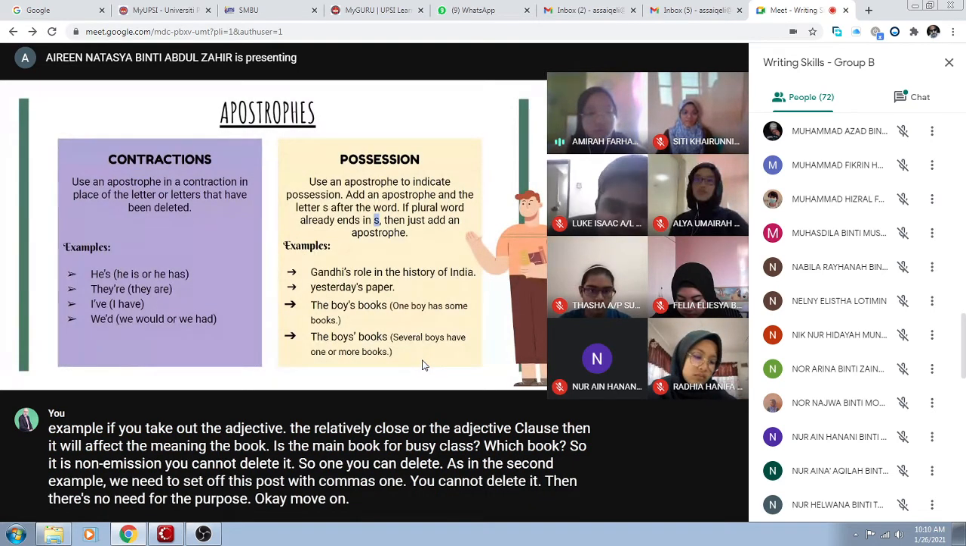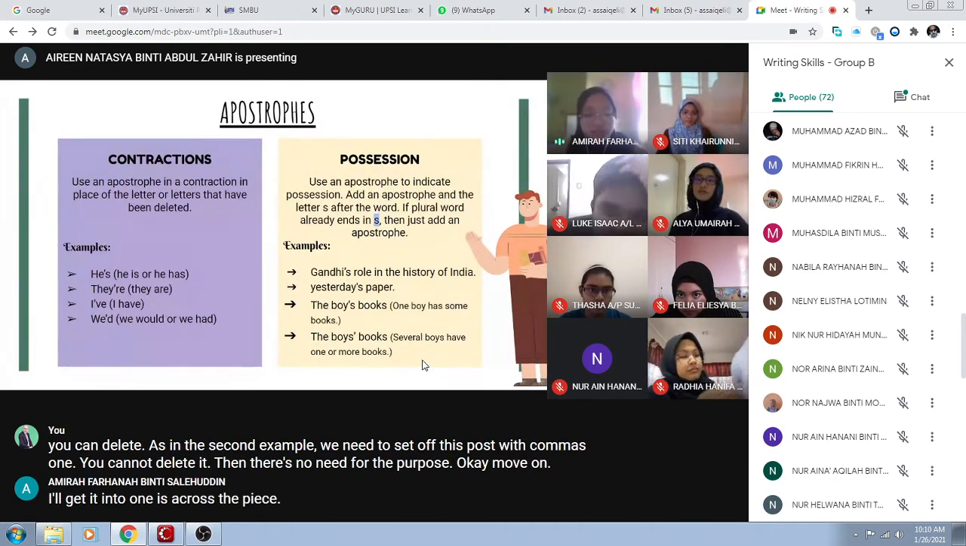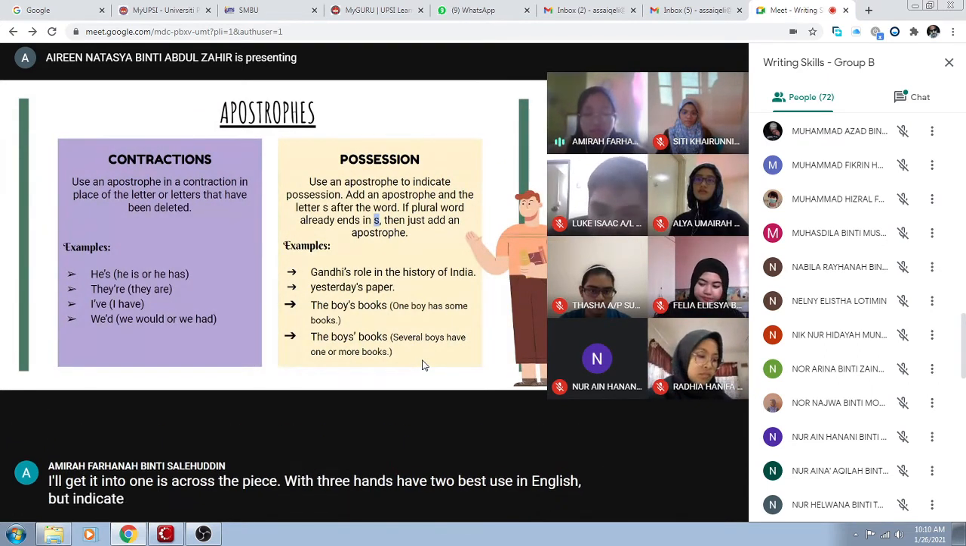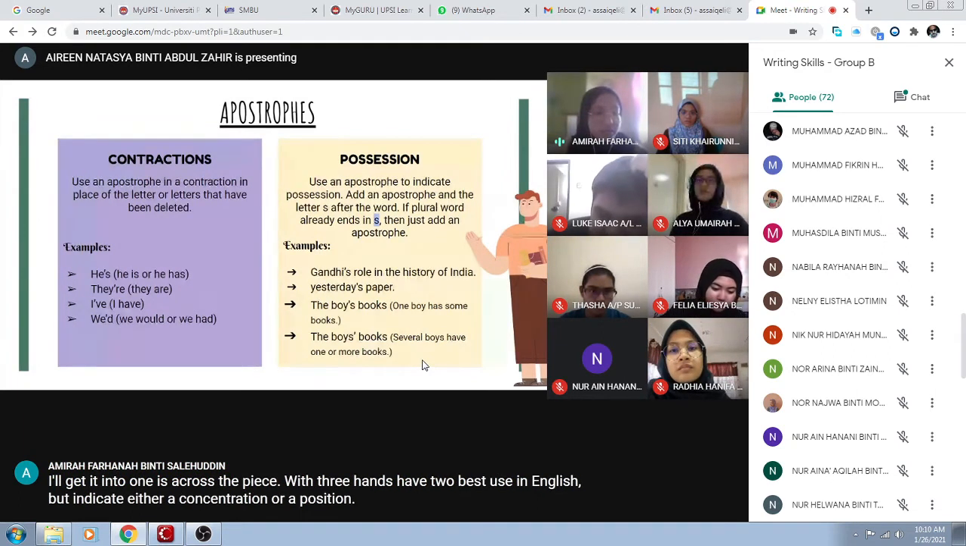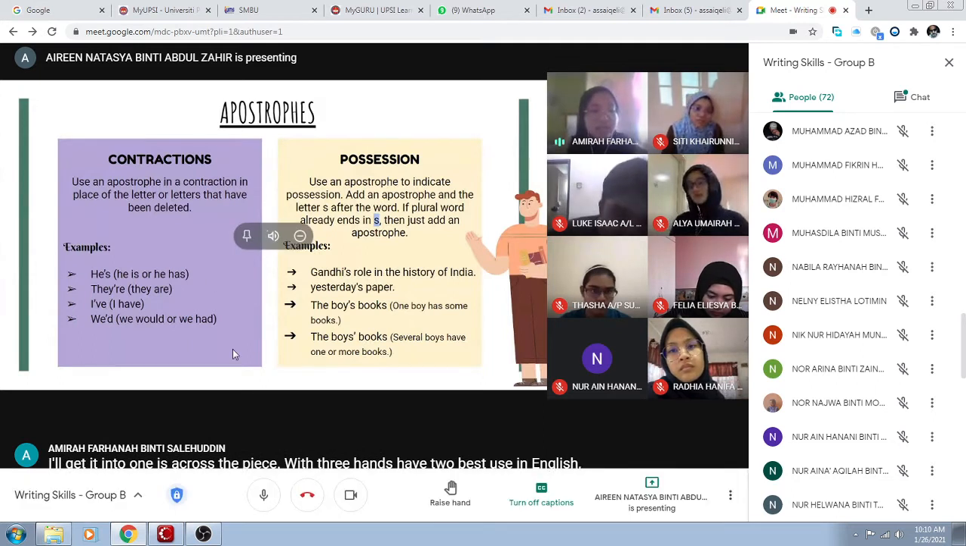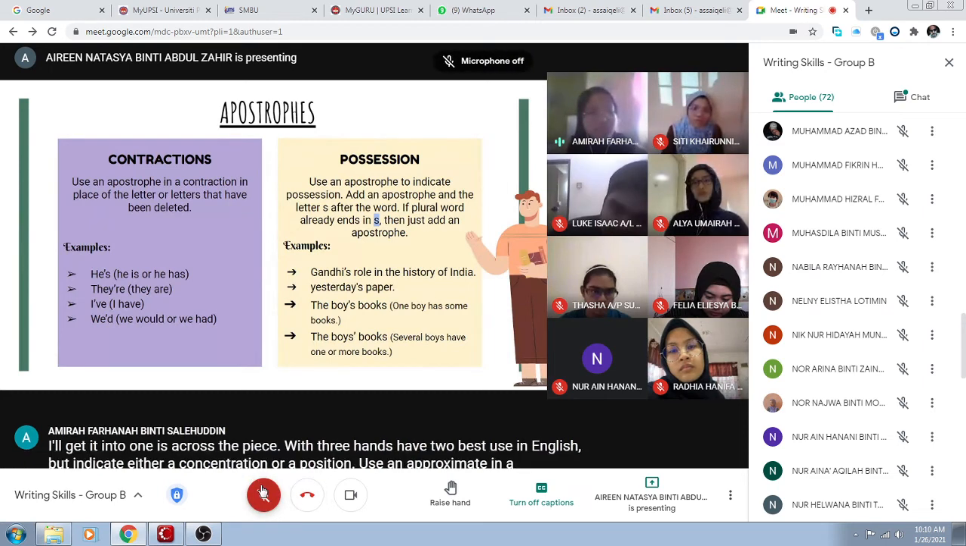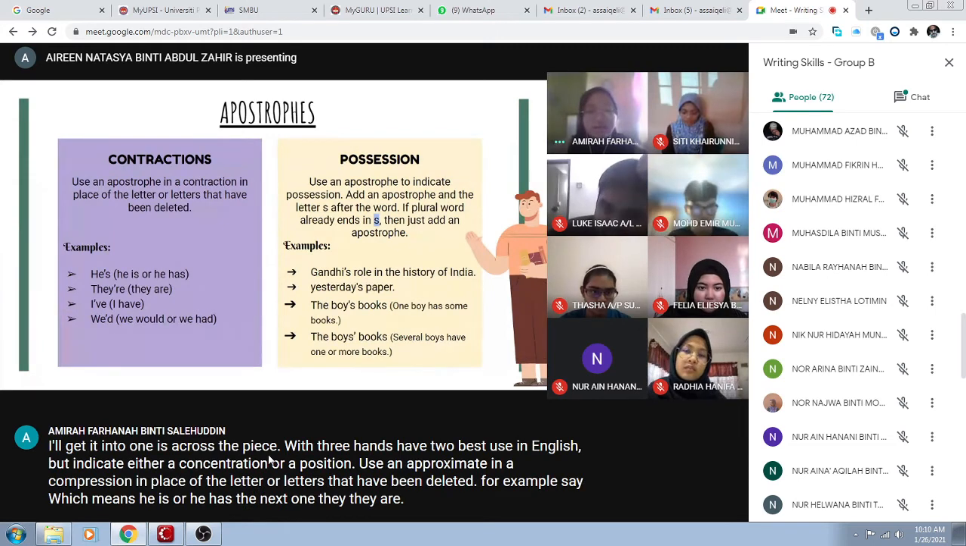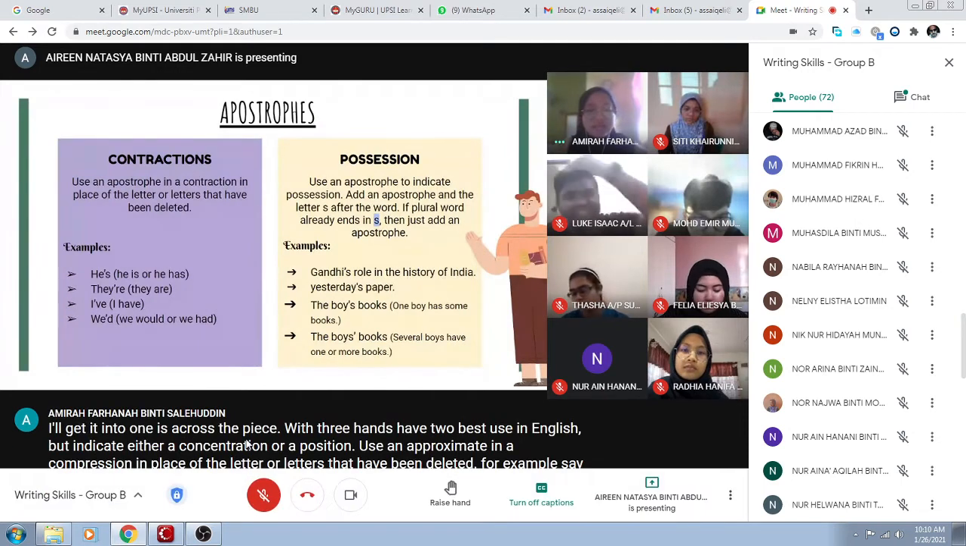Okay, the next one is apostrophe. Apostrophes have two basic uses in English. They indicate either a contraction or a possession. Contraction: use an apostrophe in a contraction in place of the letter or letters that have been deleted. For example, he's, which means he is or he has. The next one, they're, which means they are. And the next one, I've, which means I have.